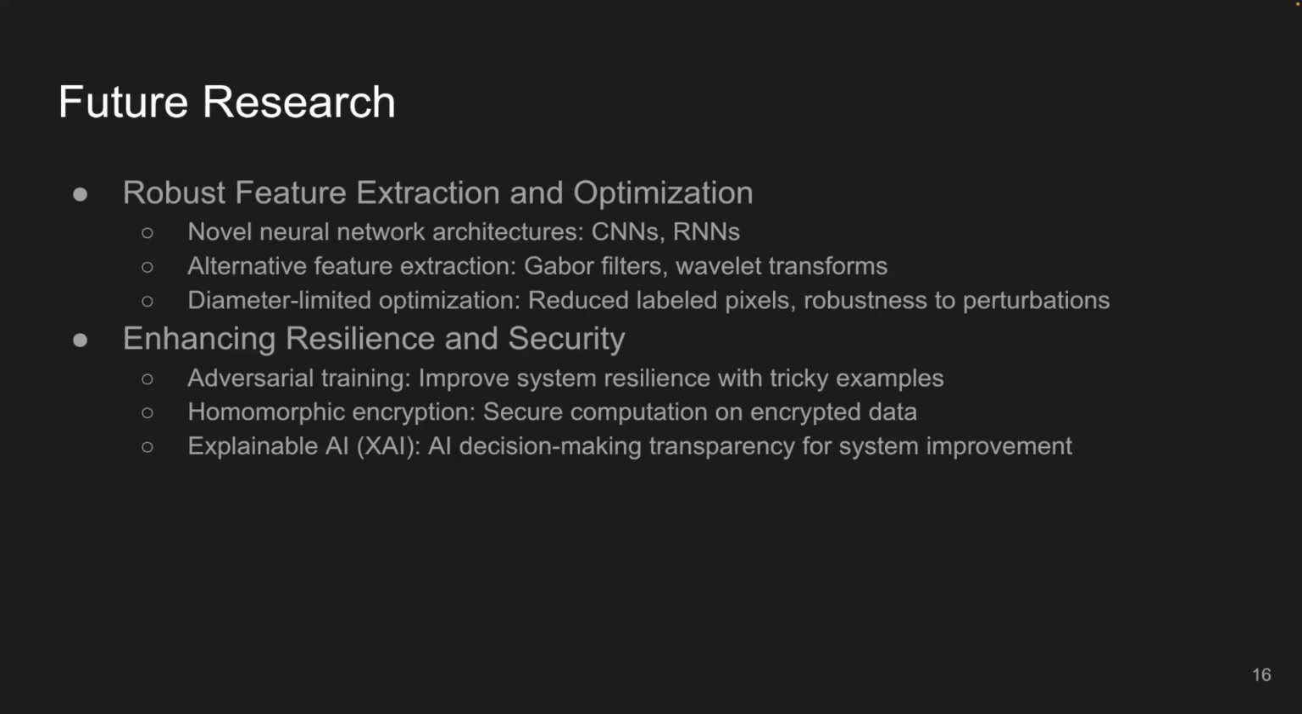So as for enhanced system resilience, adversarial training can be employed by adding tricky examples to the training process. Homomorphic encryption can also help to prevent adversarial model attacks by enabling computation on encrypted data without exposing sensitive information. Lastly, by using explainable AI, decision making can be made more transparent, enabling scientists to find and fix weak spots in the object detection system, protecting them from harmful attacks.